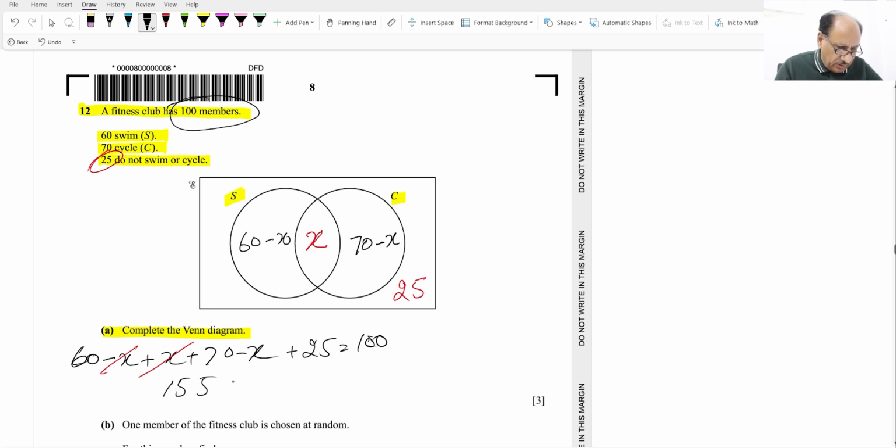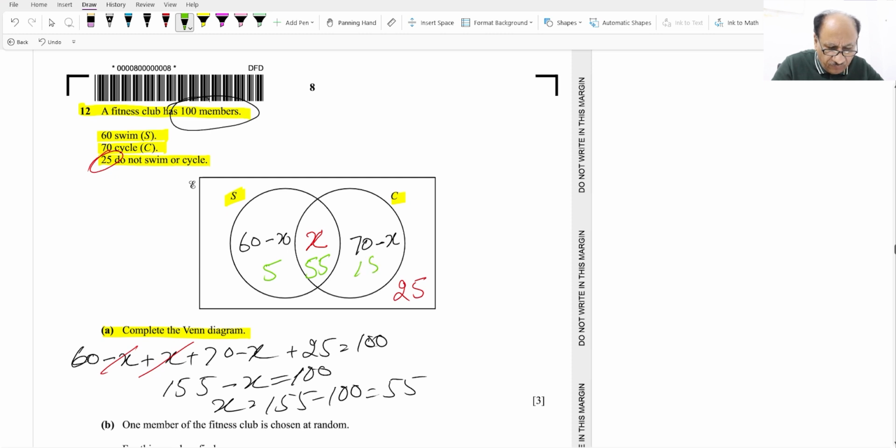155. So 155 minus x is equal to 100, and this will be x is equal to 155 minus 100, which is equal to 55. So the x value is 55. So it means that this should be 55, and this should be 60 minus 55, which is 5, and 70 minus 55 will be 15. Now this is the final completed Venn diagram which we have done. So this was for 3 marks which we have done.